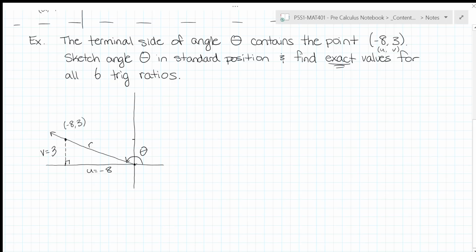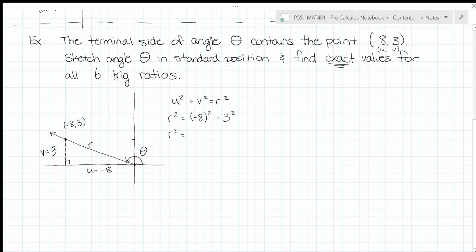You're going to use the Pythagorean theorem because you know one leg, you know another leg. Pythagorean theorem just says a squared plus b squared equals c squared. In this case, we're going to just say u squared plus v squared equals r squared, and that will work every time. So we're going to use this to solve for r. So I'll write r squared equals, and plug in your u and v. U is -8, v is 3.